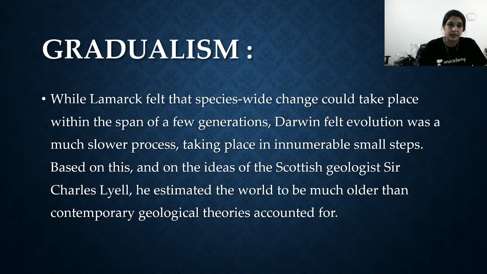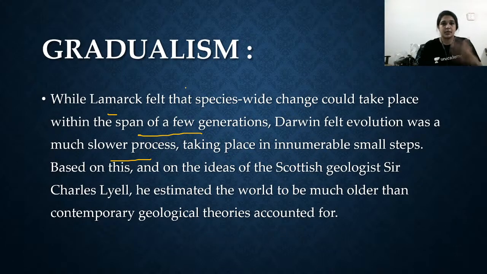Next is gradualism. As he is saying, it took place gradually. It did not take place suddenly. While Lamarck felt that species-wide change could take place in the span of a few generations, Darwin felt that evolution was a much slower process. The one major difference between Lamarck and Darwin: according to Lamarckism, when you start using an organ again and again, it gets evolved. But for Darwinism, it is not the case. He says evolution took place very gradually, in a very slow manner, in innumerable small steps. Very small changes occur.